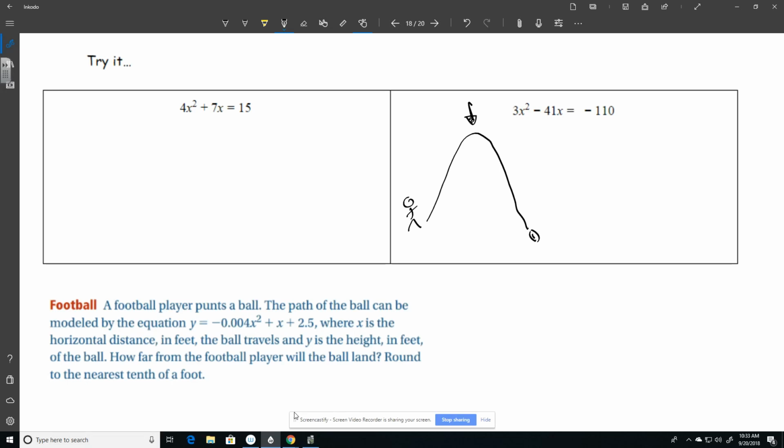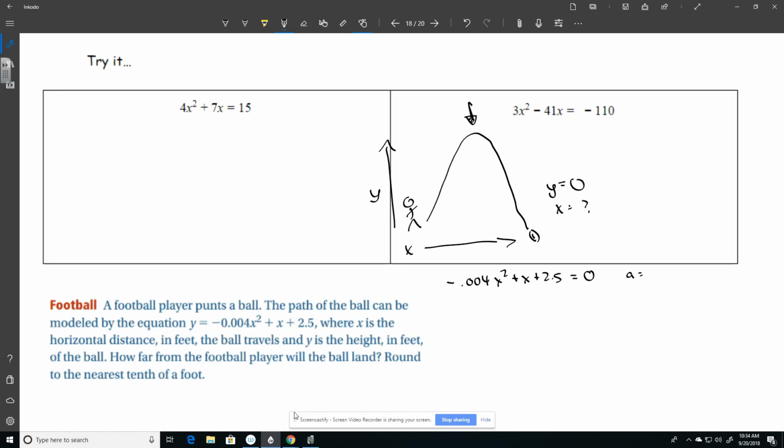And it wants to know if X is the distance. So X is how far the ball goes. And Y is how high the ball goes. How far from the football player will the ball land? So basically, when the ball hits the ground, when Y is equal to 0, how far away is the football player? What is my X? So I use my formula. I don't want any Y. I want Y to be 0. So negative 0.004 X squared plus X plus 2.5 needs to equal 0. That's the X I am interested in.